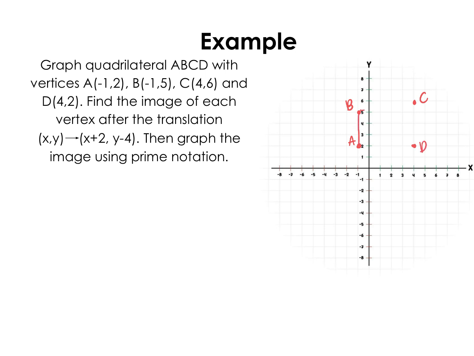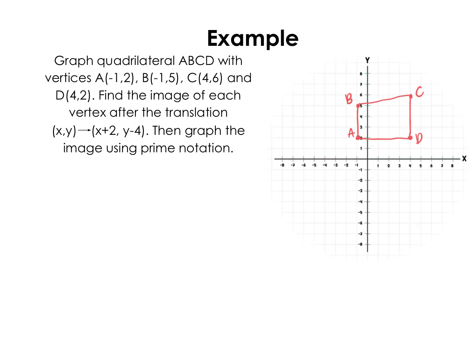Sweet. Okay, we have your quadrilateral, your 4-sided shape here. And what we want to do now is find the image of the vertices after the translation. So it wants us to identify what the vertices are after the translation and then actually graph it. So this is one where it might be helpful to write it down as we go. I'm going to write down A, B, C, and D and just write down our points quick. So it's (-1, 2) for A, (-1, 5) for B, (4, 6) for C, and (4, 2) for D.